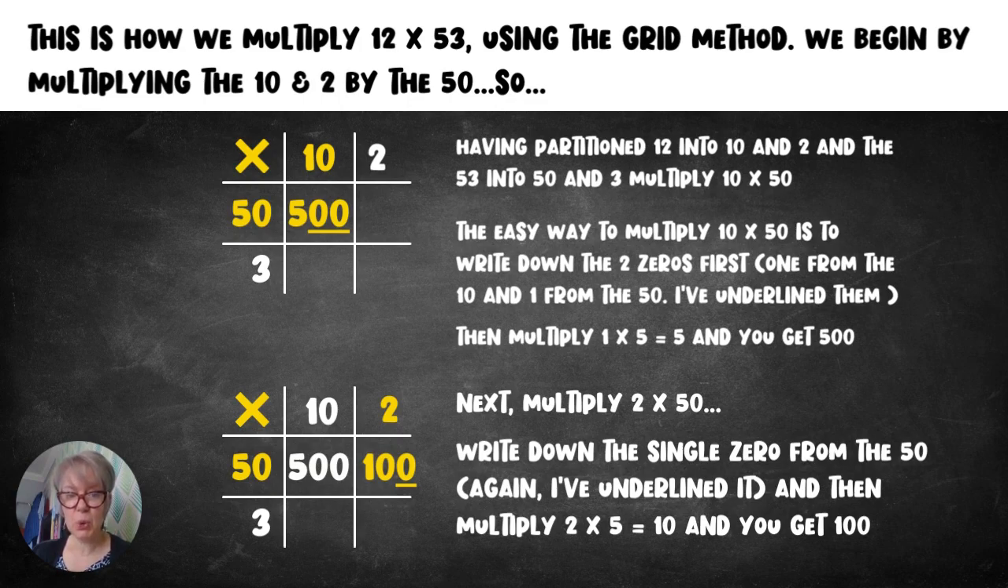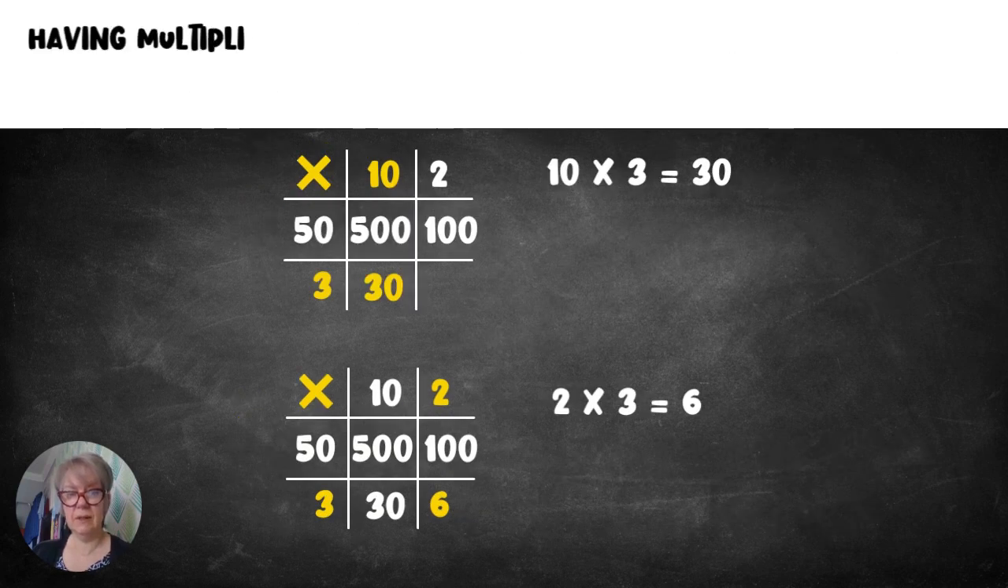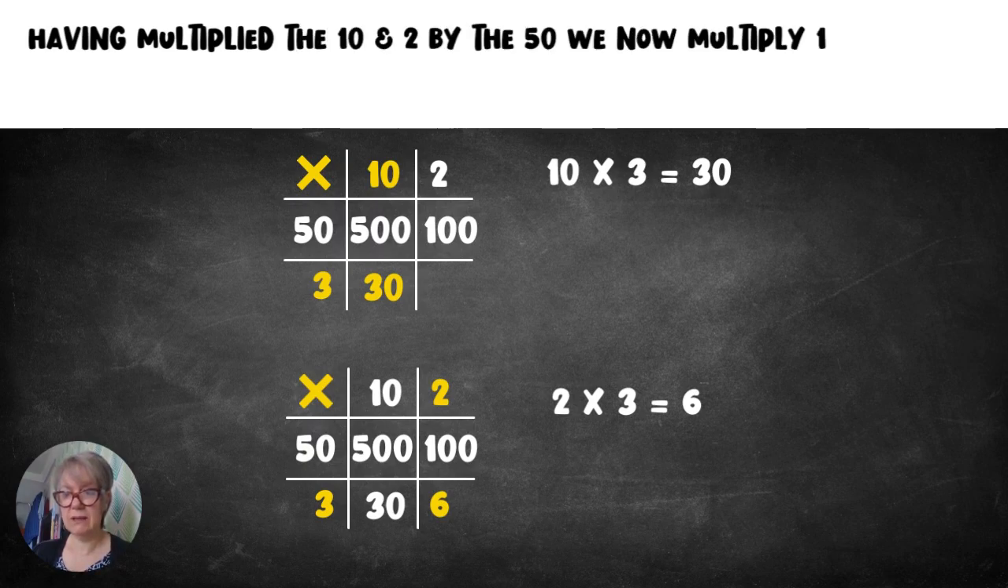Next, multiply 2 by 50. Write down the single zero from the 50, and again I've underlined it, and then multiply 2 times 5. And obviously you get 10, and altogether you get 100. Having multiplied the 10 and the 2 by the 50, we now multiply the 10 and the 2 by the 3. So 10 times 3 is 30, nice and easy, and 2 times 3 is 6, even easier.